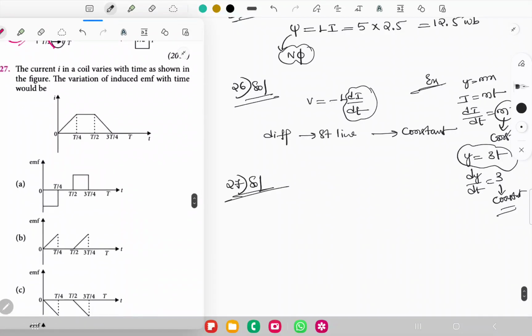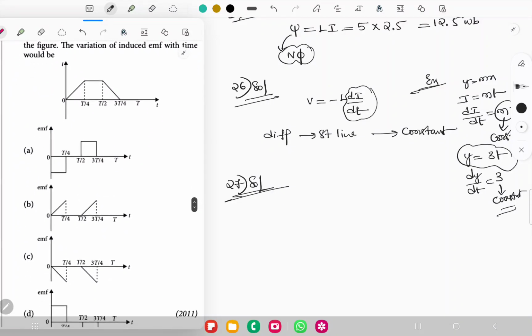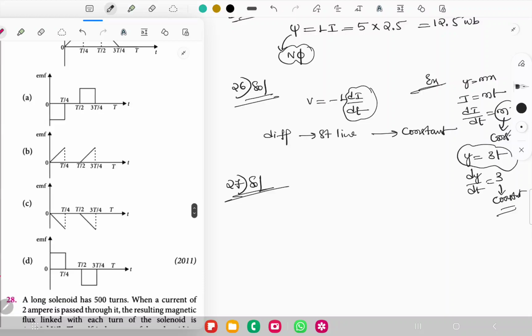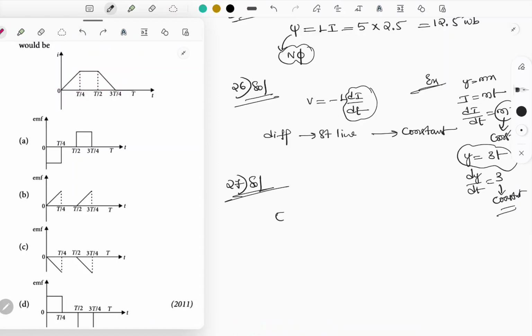On this 27th solution, the current in the coil is varying with respect to time as shown in the figure. We have to find the variation of induced EMF with respect to time. For induced EMF with respect to time, we have a straight line. So look at this. If you differentiate this, the formula is induced EMF is minus L into di by dt, right?